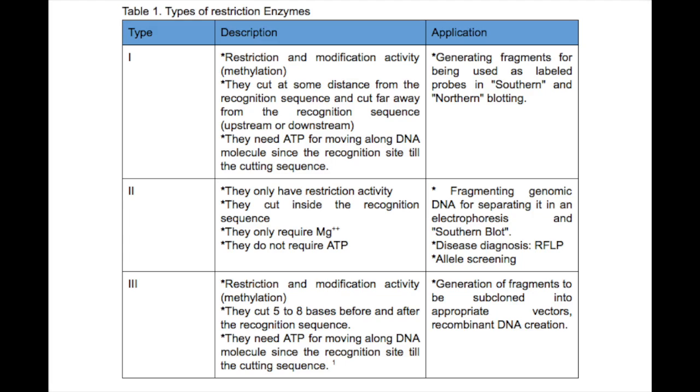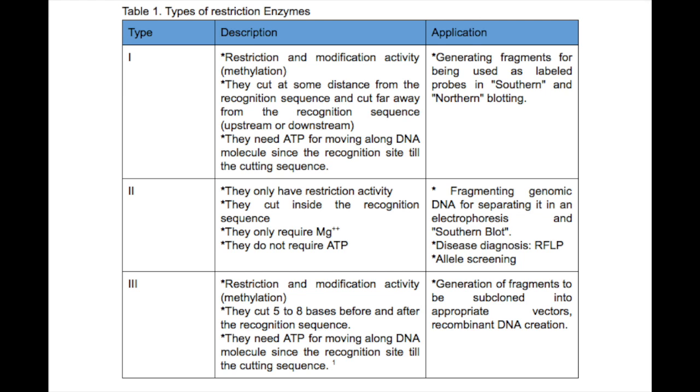There are three types of restriction enzymes. The first type has restriction and modification activity. They cut at some distance from the recognition sequence, far away, upstream or downstream. They need ATP for moving along DNA molecules from the recognition site to the cutting sequence. Its application is to generate fragments to be used as label probes in Southern and Northern blotting.